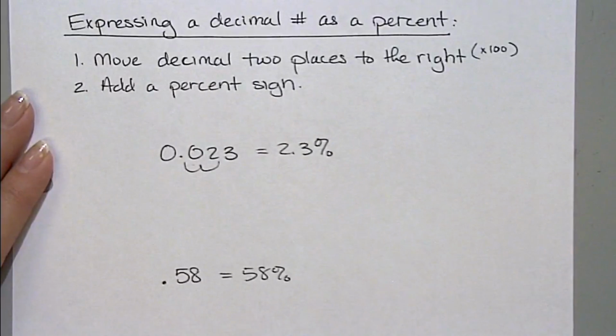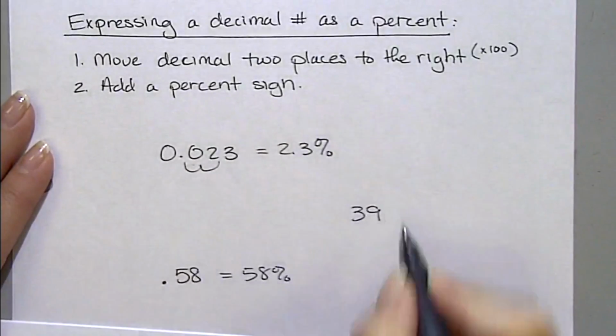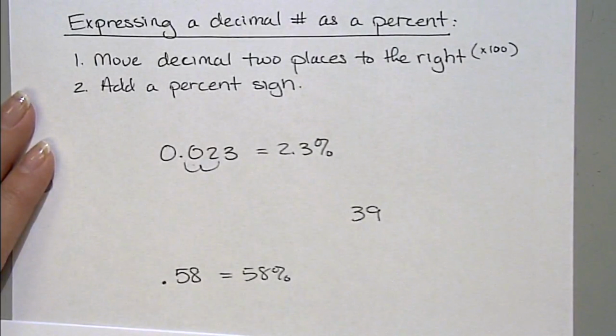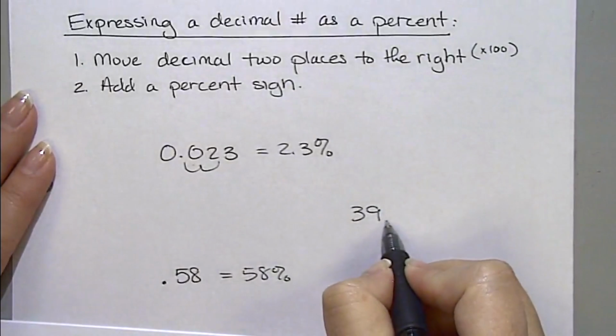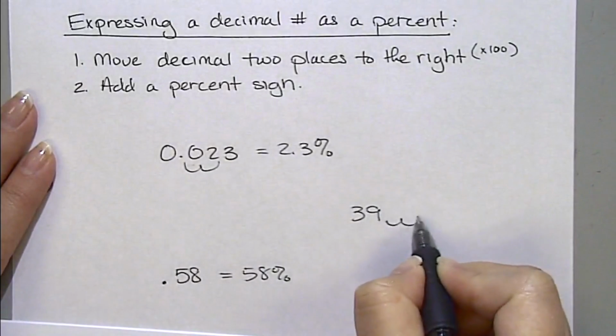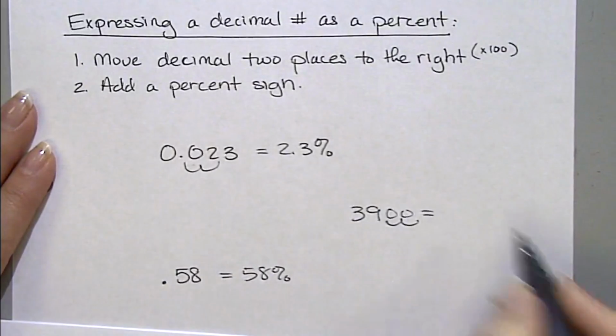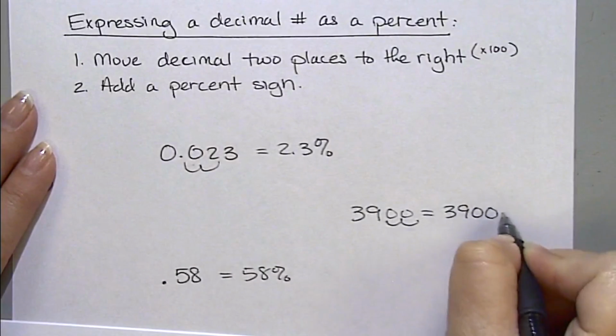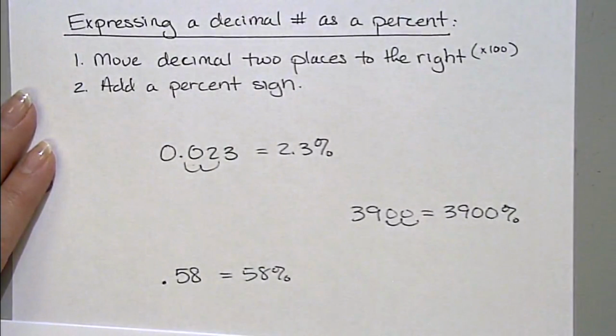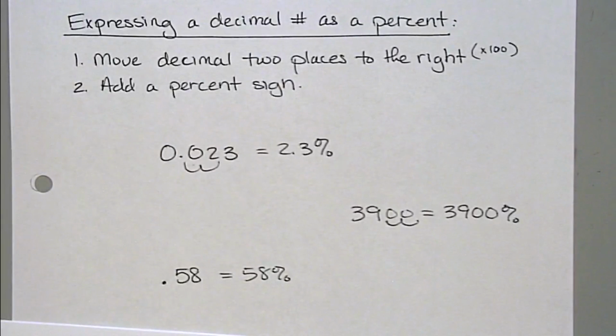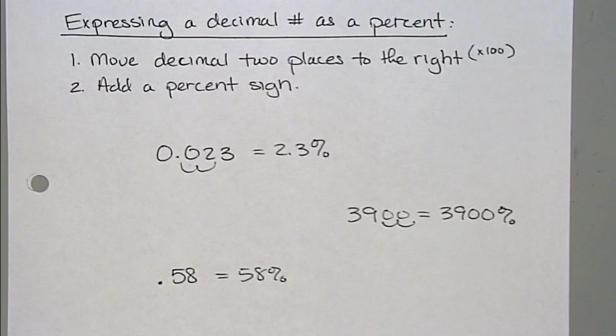What tends to trip up a student is if they see a whole number, like 39. Where is the decimal right now? On the right. Yeah, it's invisible. You still need to move it 2 places. So when we move it 2 places, we have to put 2 zeros. Even though it looks sort of ludicrous, this is 3,900%. Because the number 1 would be 100%, so the number 39 is 39 times that. Don't get tripped up just because they throw a whole number at you. You're still moving your decimal 2 places to the right. This is moving a decimal to a percent.